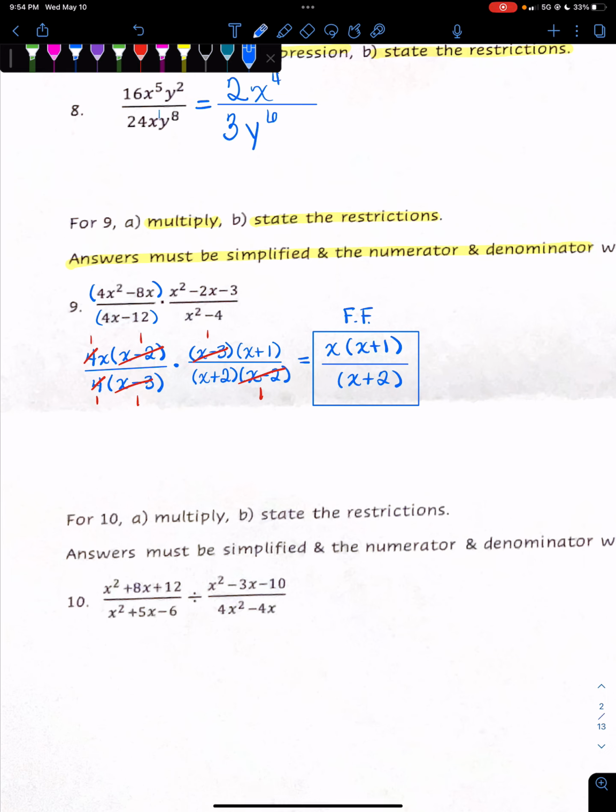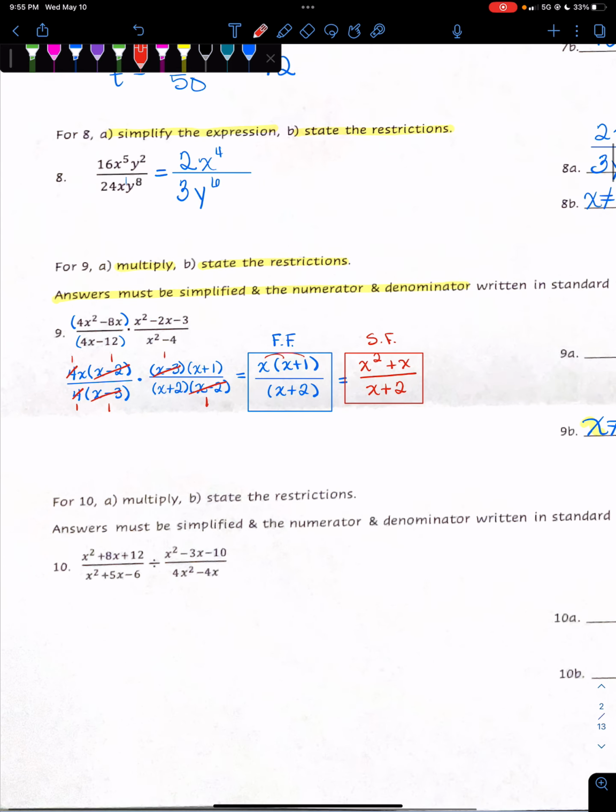Okay, now I'm going to show you how to write this in standard form as well, just so you remember what to do when you see this. We are just multiplying these back out. So x times x gives me x squared. x times 1 gives me positive x. In the denominator, we have x plus 2. That there is standard form. Okay, if you gave me that, that would also be correct.